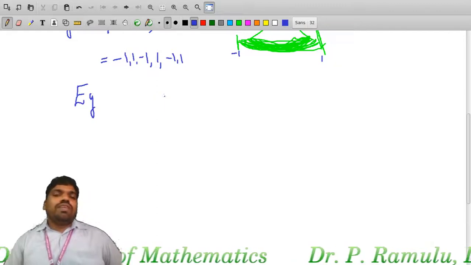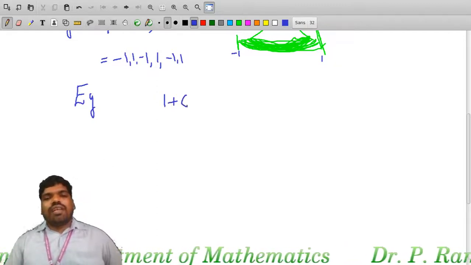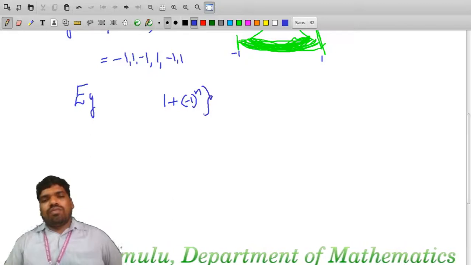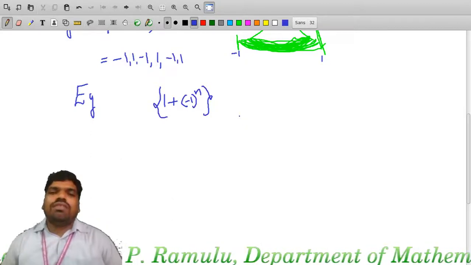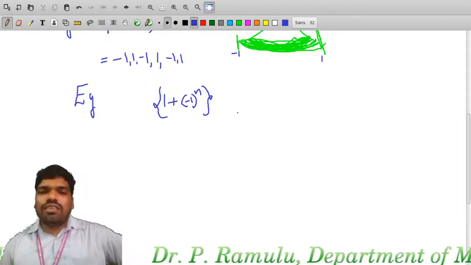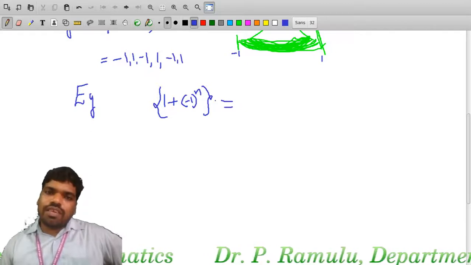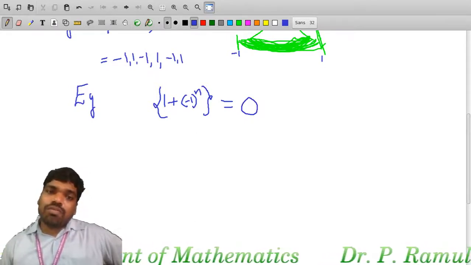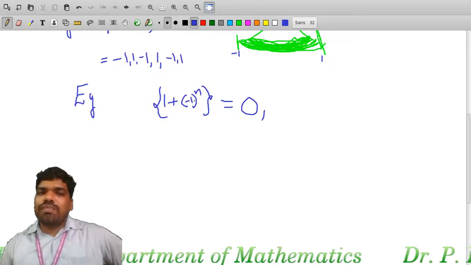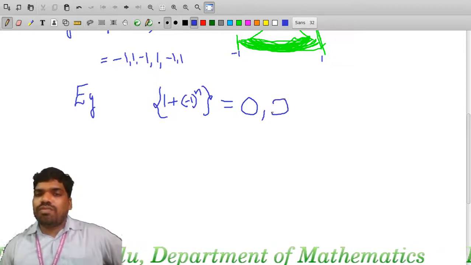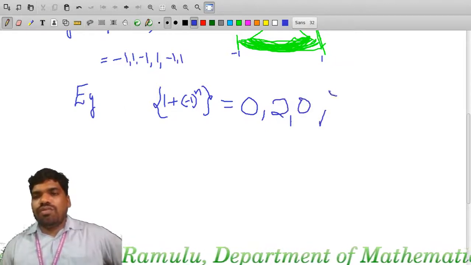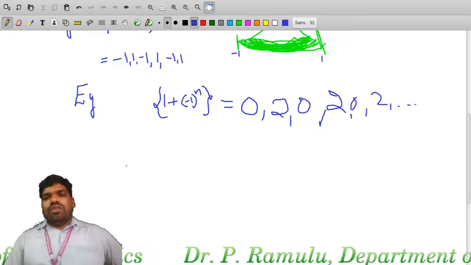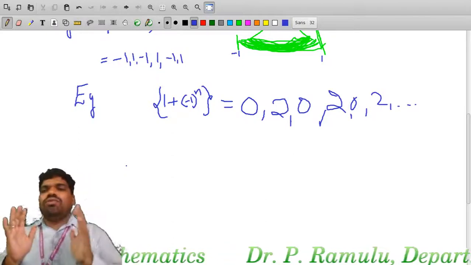I am taking 1 plus minus 1 whole power of n. How do the terms of the sequence look? For n equal to 1, minus 1 to the power 1 is minus 1, so 1 plus minus 1 is 0. For n equal to 2, 1 plus 1 is 2. Next 0, 2, 0, 2, like that. The values of the sequence move like 0, 2, 0, 2.